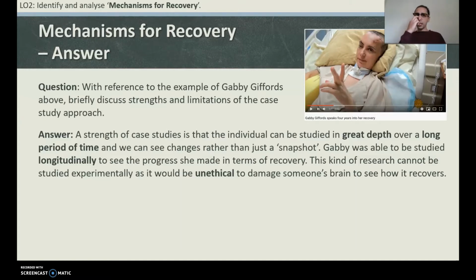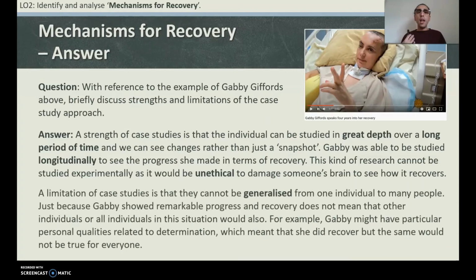So it's not an experimental thing, because we're doing research on someone that's already got the brain damage. You can't go and get a sample of 20 people and give 10 of them brain damage just to do your thing, because it's unethical. So you do it with people that have already got that.